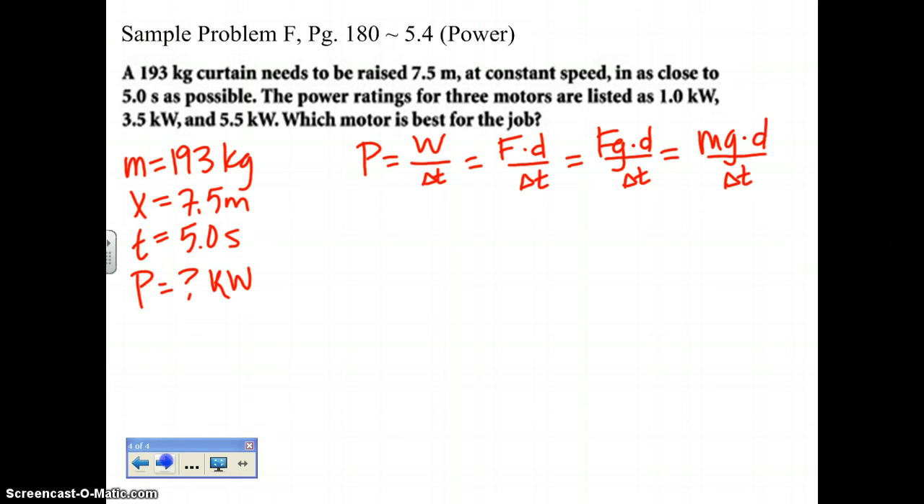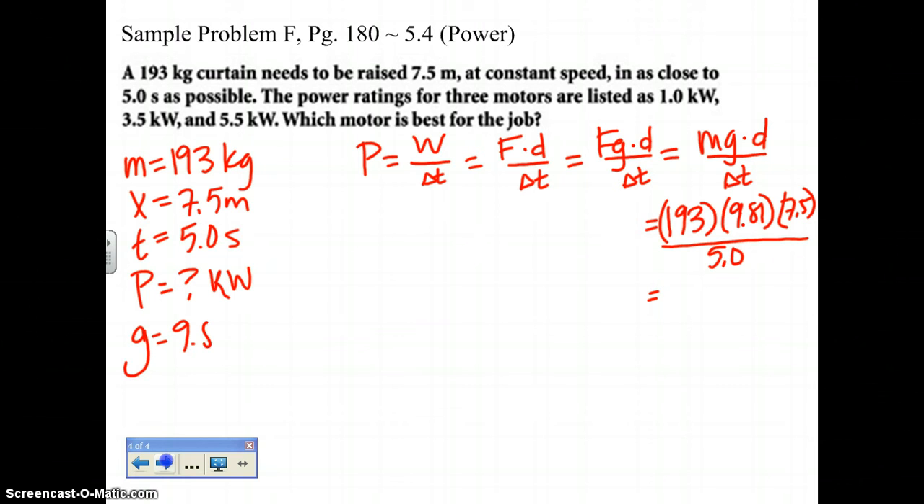So that becomes mg times d over t. Okay, so that's the rearrangement that we want to deal with, which is going to give us 193 times 9.81 times 7.5 divided by 5.0. Throw that in your calculators. Also, I apologize, g equals 9.81 meters per second squared. Should have been another given over there. So in your calculators, 193 times 9.81 times 7.5 divided by 5.0.